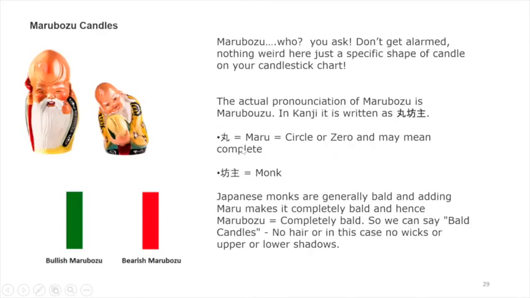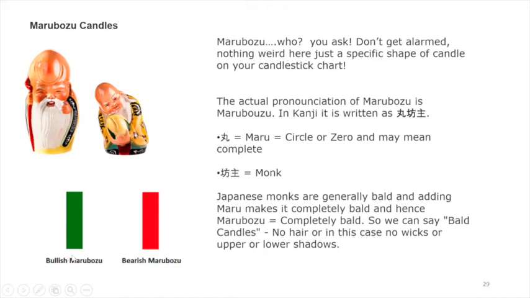This is the explanation of the Marubozu candle. So Marubozu, don't get alarmed, nothing weird here, just a specific shape of candle. Everything is related with Japanese. The actual pronunciation of Marubozu is written in kanji, a Japanese word. Maru means circle or zero, a complete monk. Japanese monks are generally bald, and adding Maru makes it completely bald. So Marubozu means completely bald, that means that particular candle has no tail.